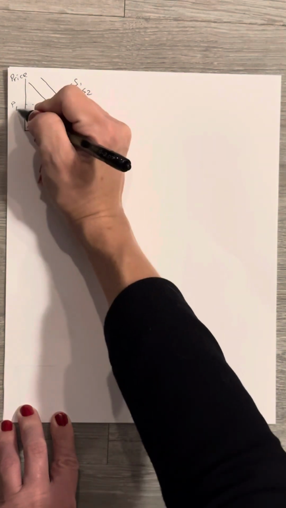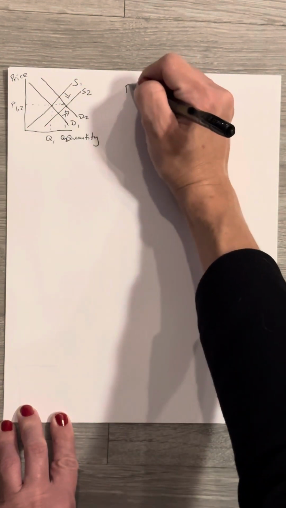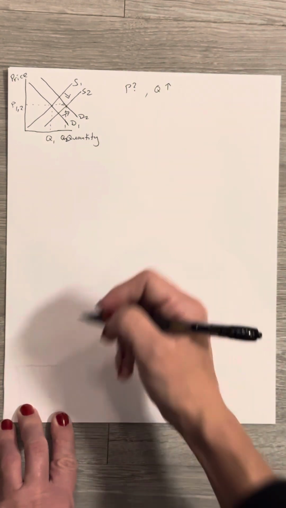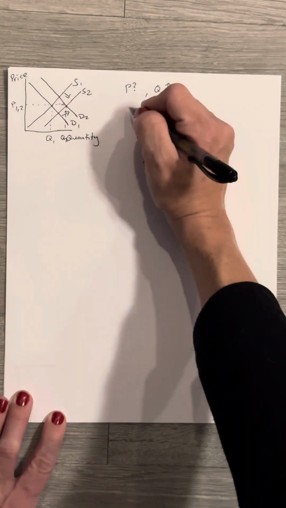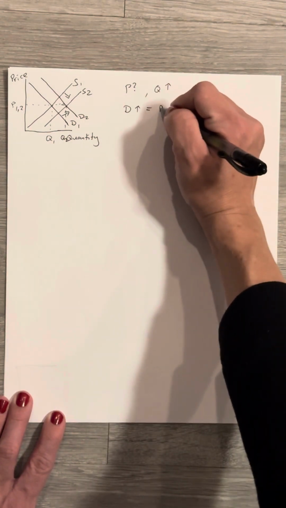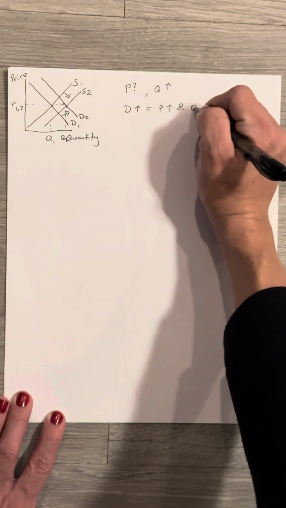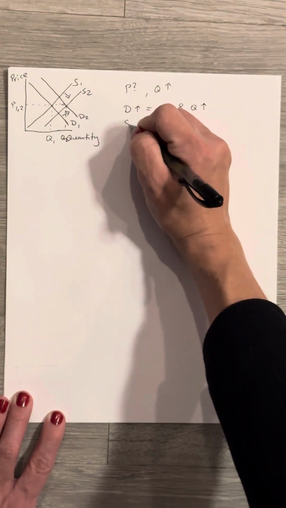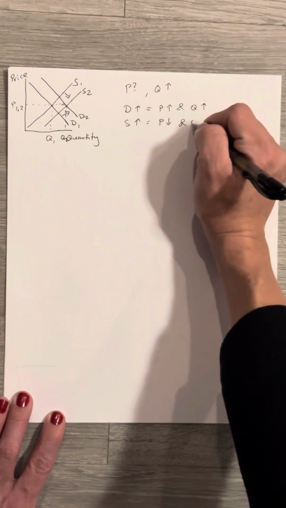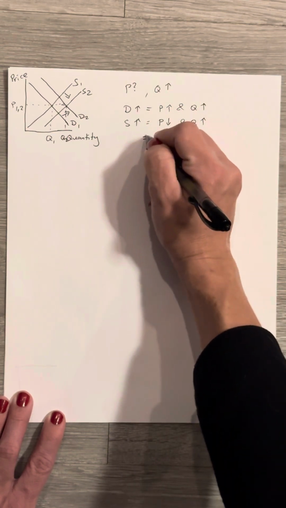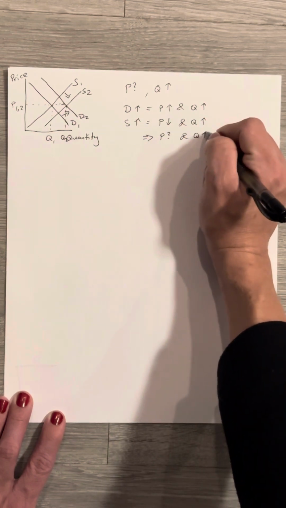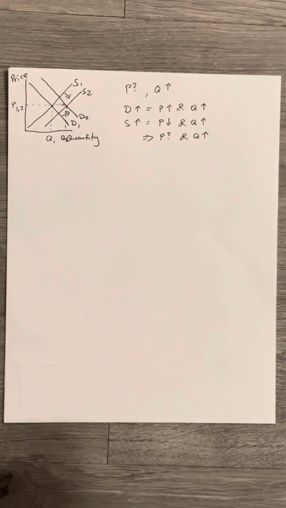Now we can see that the price will be indeterminate and the quantity will increase, but remember we can also analyze that separately. So D going up equals price going up and quantity going up. Now with the supply going up, we know the price will go down and quantity will go up. Therefore, our final answer is price is indeterminate and quantity will for sure increase.